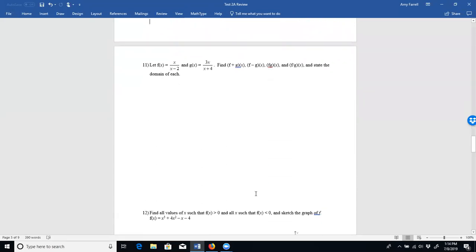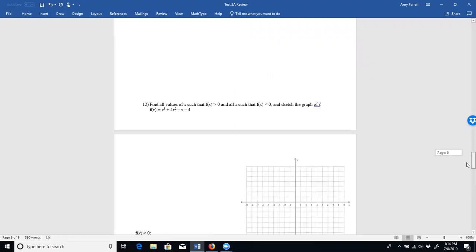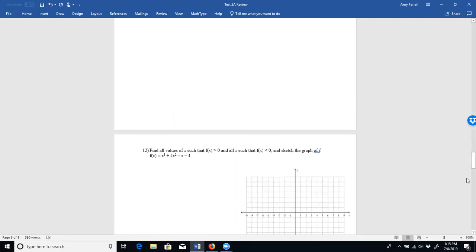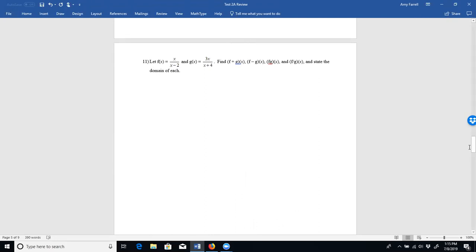All right, number 11. This one's kind of a big one here. So number 11, we are given 2 rational functions, and we're asked to find f plus g, f minus g, f times g, and f divided by g, as well as the domain of each. So let's start with f plus g of x. For this one, I'm going to add the 2 functions together.